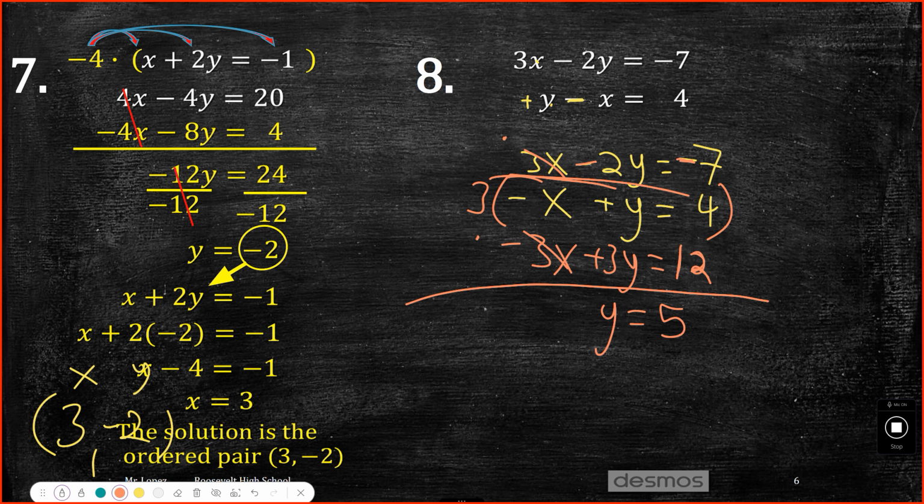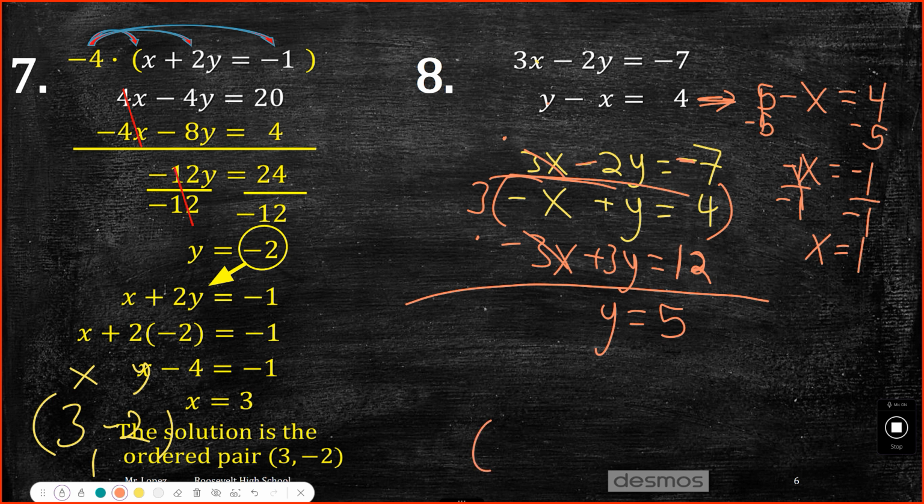So if y is 5, I'm going to go back to this equation here. Y is 5. 5 minus x is 4. So let's go ahead and move the 5 over. You get minus 5. So 5 minus 5 cancels out. Bring down the minus x is equal to 4 minus 5, which is negative 1. Divide by negative 1 on both sides. And you get x equals positive 1.